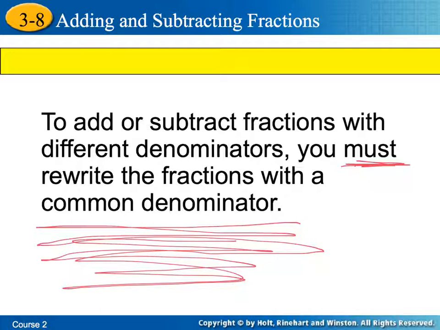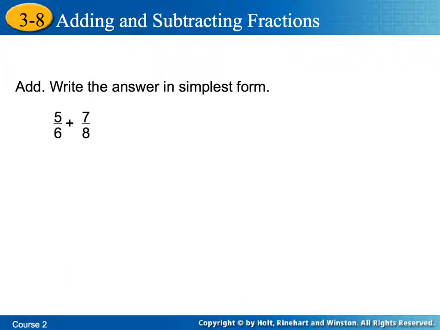All right? So the very first thing I see here, okay, I'm going to add. Then it says write the answer in simplest form. Second thing I see here is two fractions. As I look at this, let's add straight across. We can't add straight across. Why can't I add straight across?